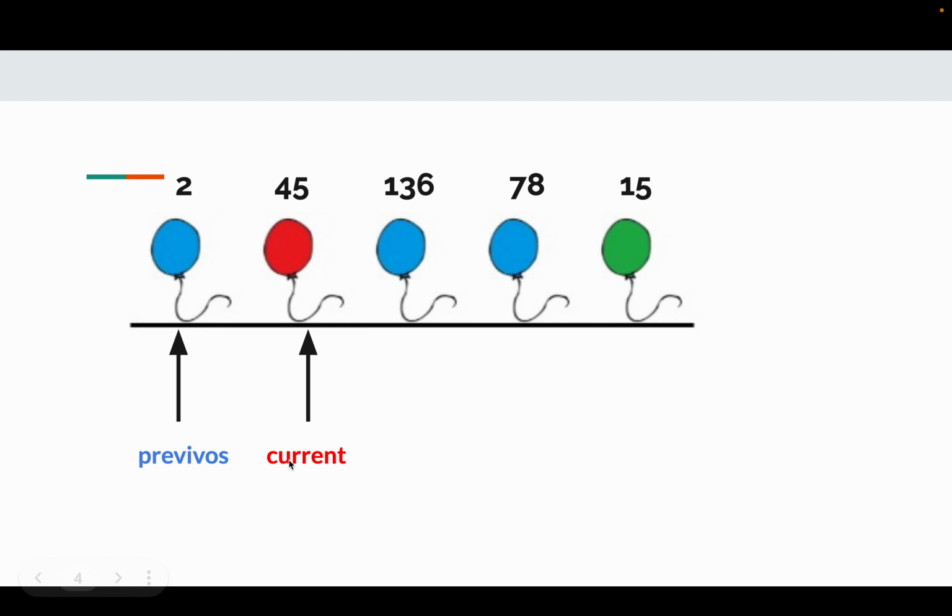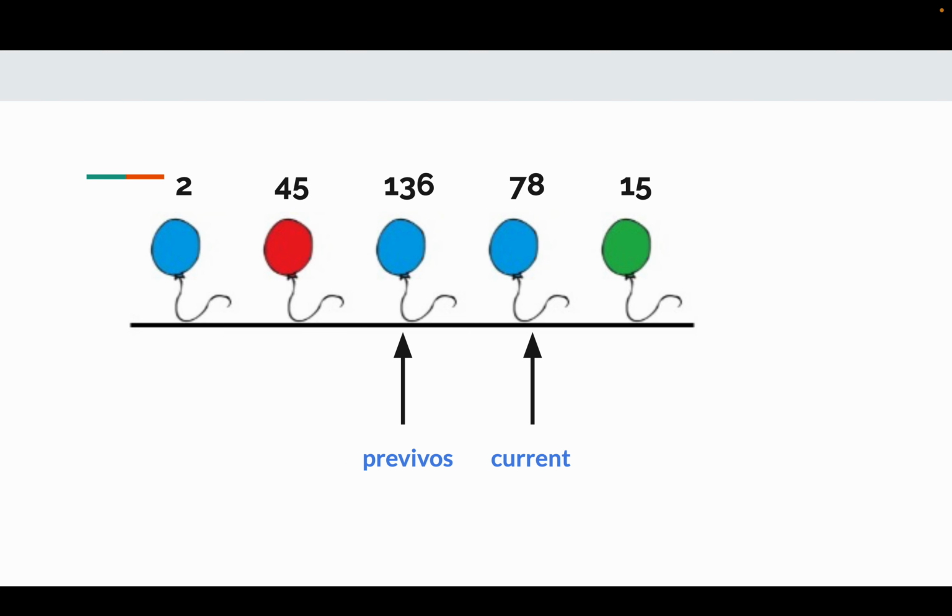We're starting from the first and the second. They are not the same, so we keep iterating, which means we update previous and we update the current index. Similarly, in this condition, the colors are not the same, so we keep iterating.